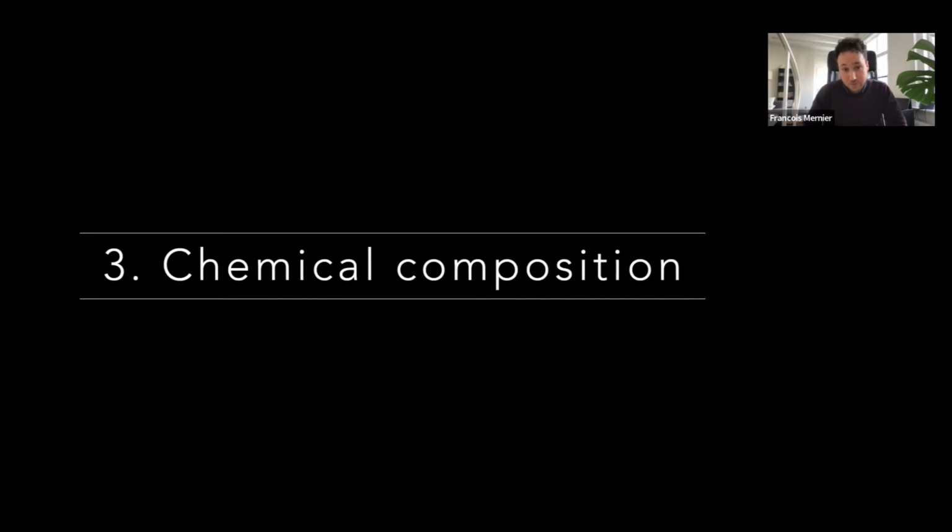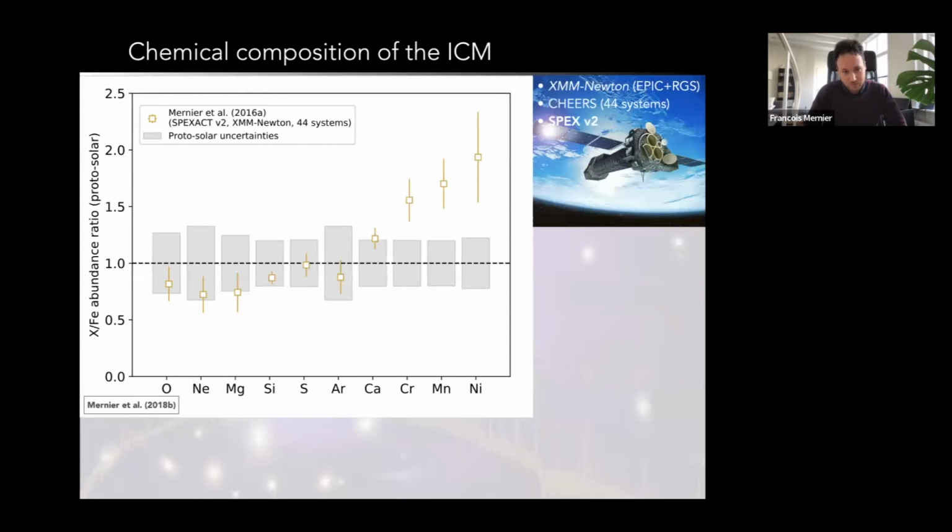Let's talk now about chemical composition, which is also extremely important. When you look at the metallicity, you're tracing mostly iron, but you also have plenty of other elements in your ICM. Earlier, when you looked at XMM-Newton with a previous version of SPEX or even XSPEC, you would obtain a pattern like this one. If you look at a sample of clusters with XMM-Newton, you see that your abundance ratios are quite close to the solar ratios, except for elements such as manganese, nickel, etc.